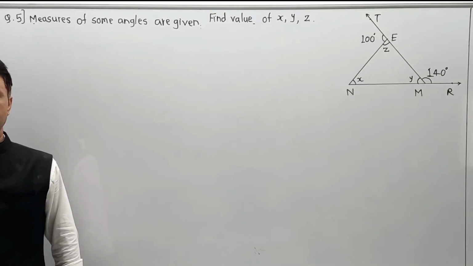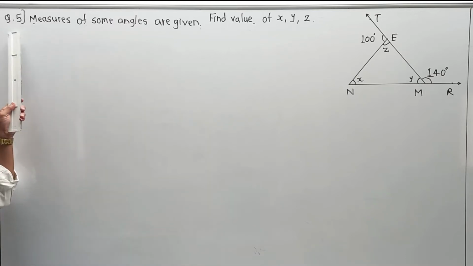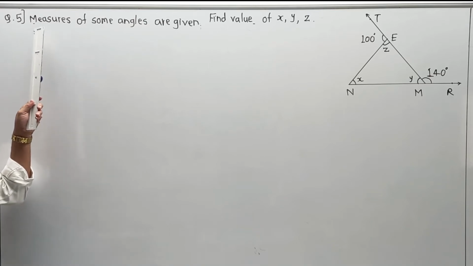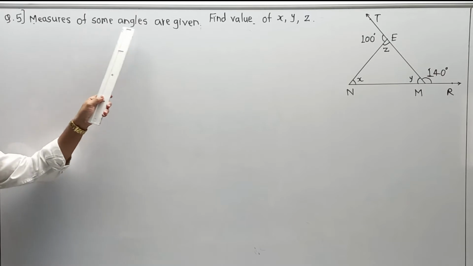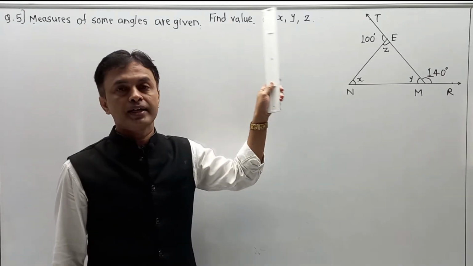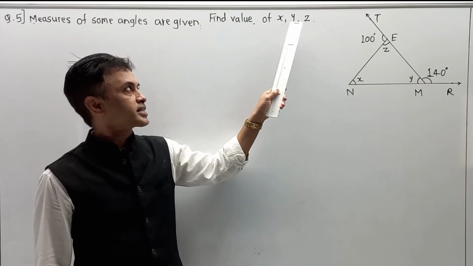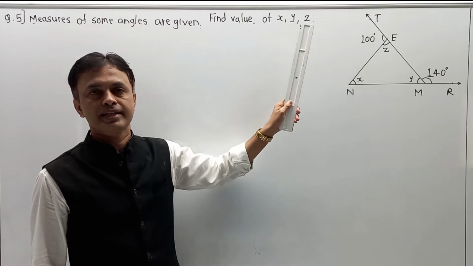Hello friends, in the last lecture we completed some numericals of exercise 3.1, in which questions 1 to 4 are completed. Moving to the next question, question number 5. Measures of some angles are given. Find the value of x, y and z, or you can say angle x, angle y and angle z.